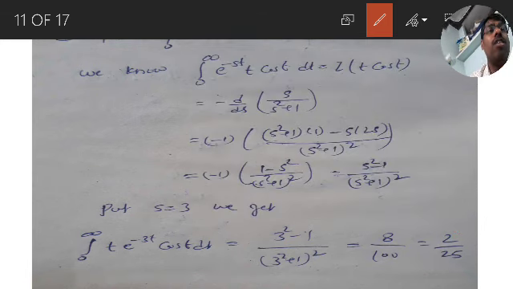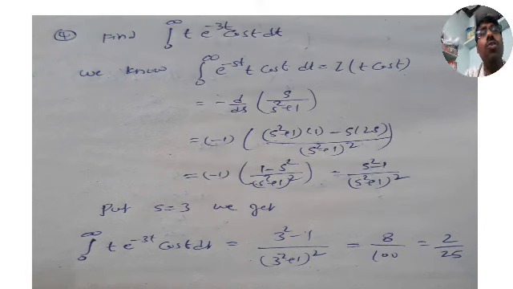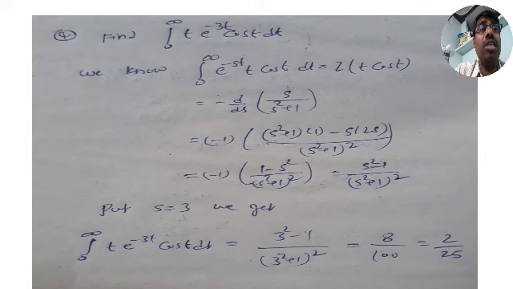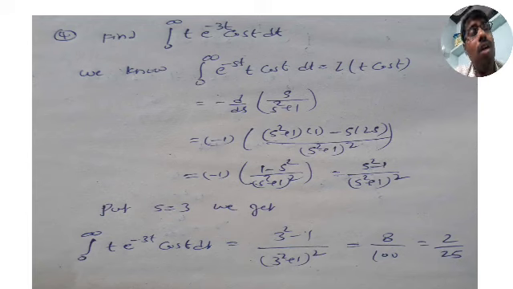You see, this is a problem which came for 5 marks. Find the integration from 0 to infinity of t times e power of minus 3t times cos t dt. You should first of all observe that the limits 0 to infinity are the same as in the definition of a Laplace transform. So you can use the Laplace transform definition.